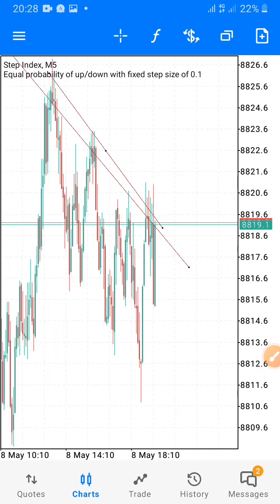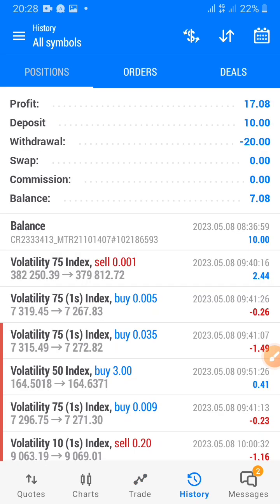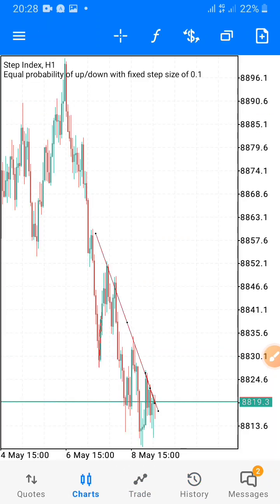So it's not really that complicated. As you can see, we are closing with $7, $5 profit. As you can see, I deposited $10, withdrew 20. Now I have $7 on my account just because I'm trading this one live, showing you exactly how I'm trading.